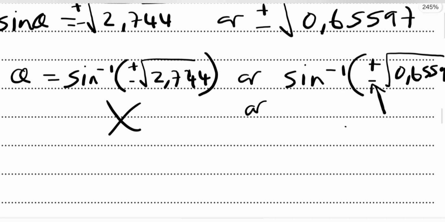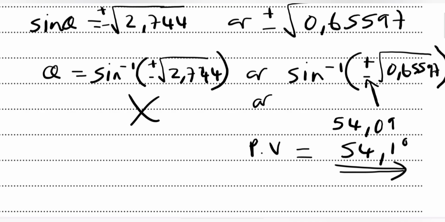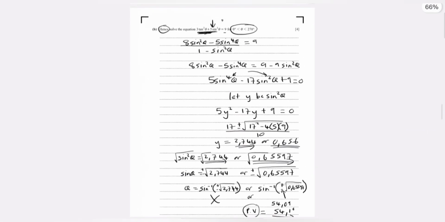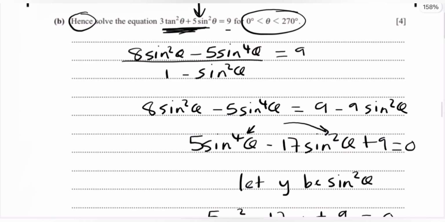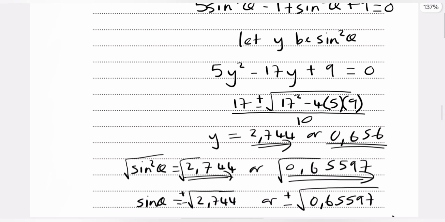It's giving us 54.09, which is 54.1 degrees, right? So this is our principal value right here. Principal value like that, and we know we're going from 0 through to 270.